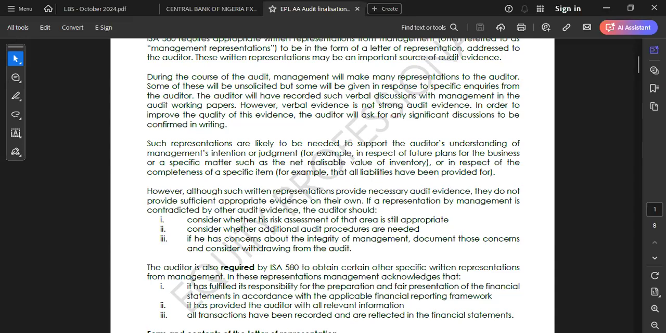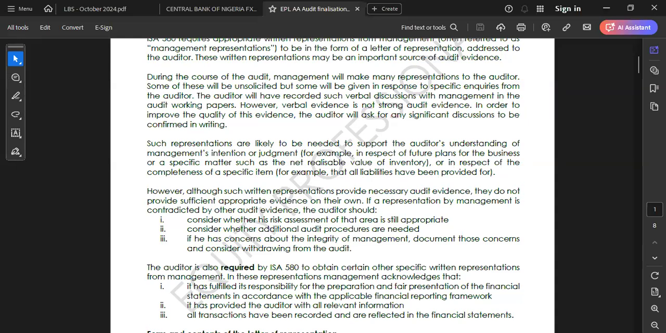So what we're saying is that although written representations provide necessary audit evidence, they do not provide sufficient evidence on their own. I told you that the two things about audit evidence is that it must be sufficient and it must be appropriate. So if you have only written representation and you are claiming that's the evidence, it's not sufficient. It's when you have the evidence and the written representation is backing it. So it means that on their own, written representations, which can also be called management representation or letter of representation, are not audit evidence.